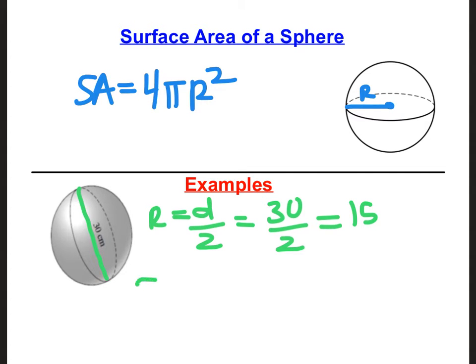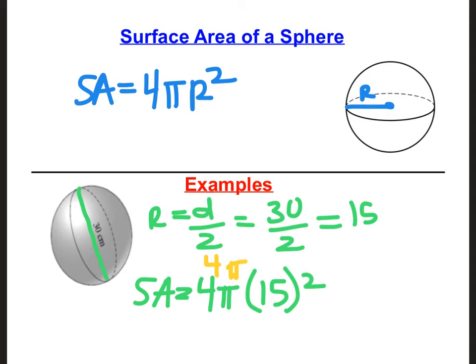So I have surface area equals 4 pi times 15 squared. Again, remember my formula is the one above, 4 pi r squared. I'm going to go ahead and square 15 first. If I have 15 squared, we get 225. So I have 4 pi times 225. And then 4 times 225 gives me 900.